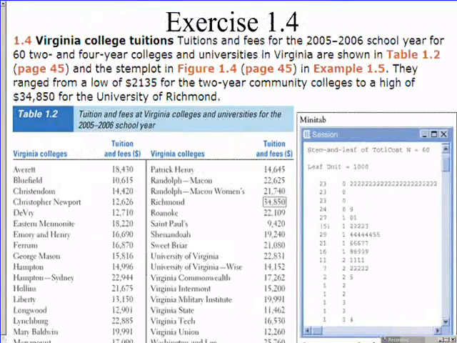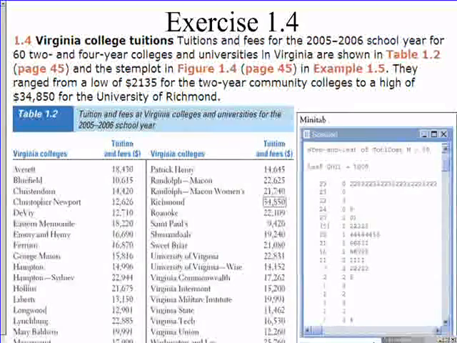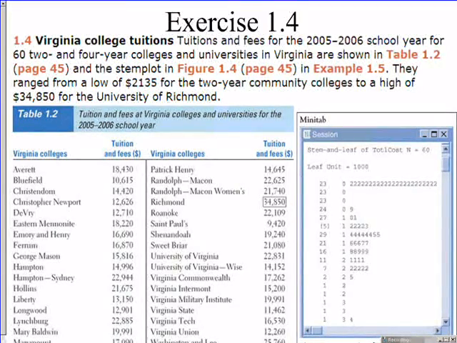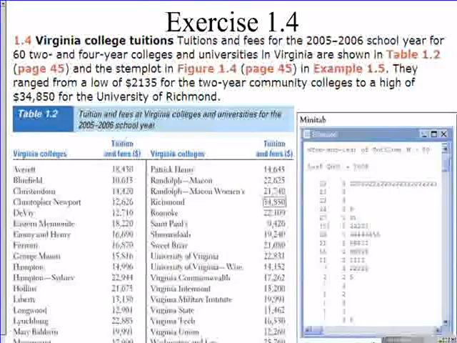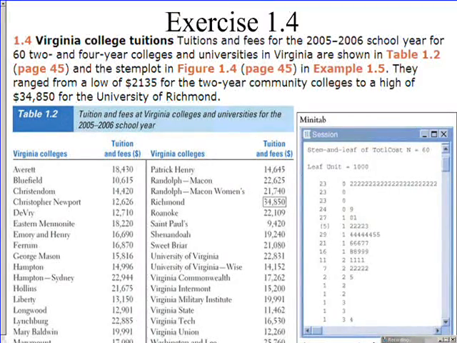All right, looking at our first example here. Tuitions and fees for the 2005-2006 school year for 62 2- and 4-year colleges and universities in Virginia are shown. And the stem plot shows that they ranged from a low of $2,135 for the 2-year community colleges to a high of $34,850 for the University of Richmond. On the right here is your Minitab output for this data. You will have to read computer output in this class.